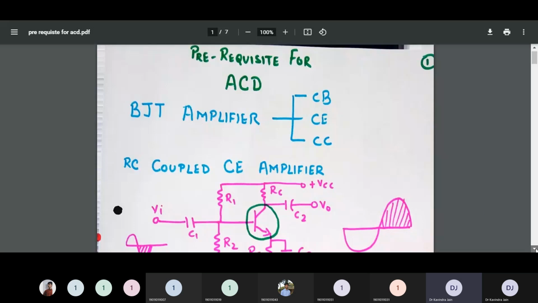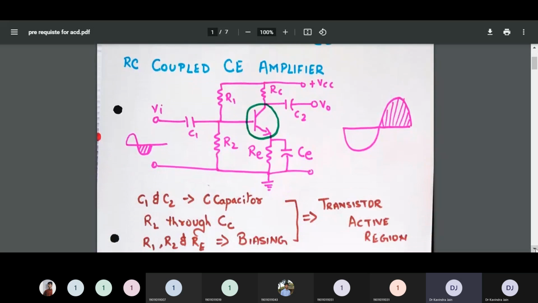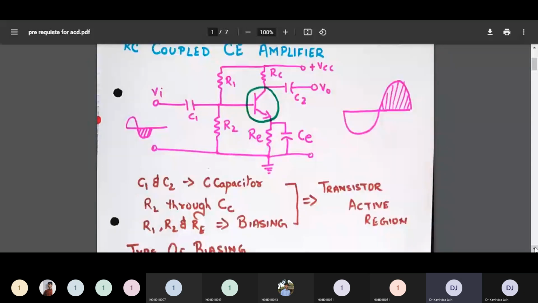We started with RC coupled CE amplifier. As you all know, there are three configurations: CC, CB, CE. The most common one is CE, which includes voltage divider circuit, emitter follower circuit, and input bias circuit. The most common one is voltage divider circuit, where we are having two resistors R1 and R2 divided equally at the input side. We are having three capacitors C1, C2, and CE. CE capacitor is commonly known as bypass capacitor. R1, R2, and RE resistors are known as biasing resistors. And the rest two capacitors are known as coupling capacitors.